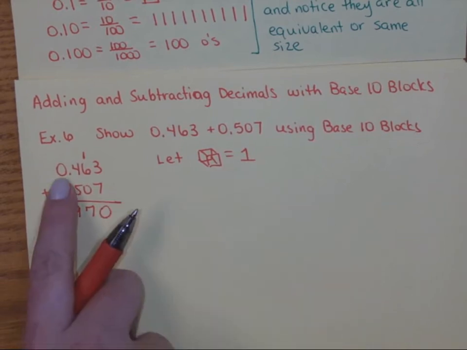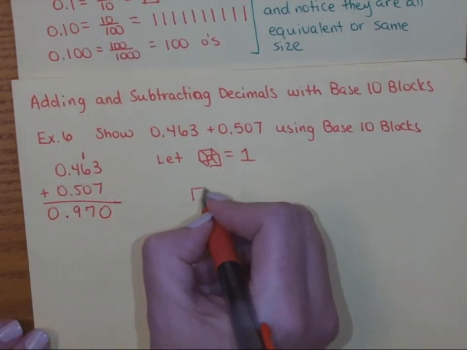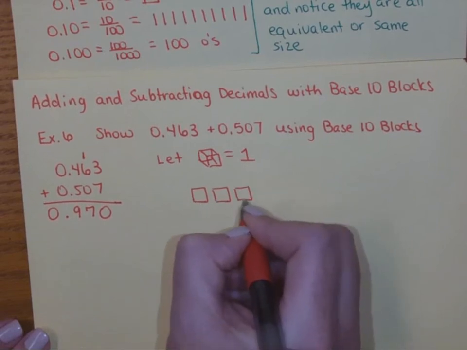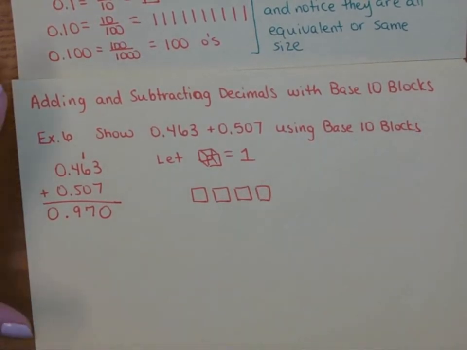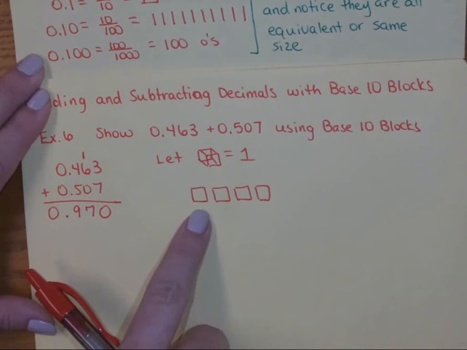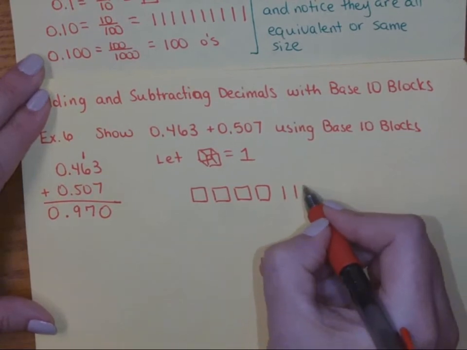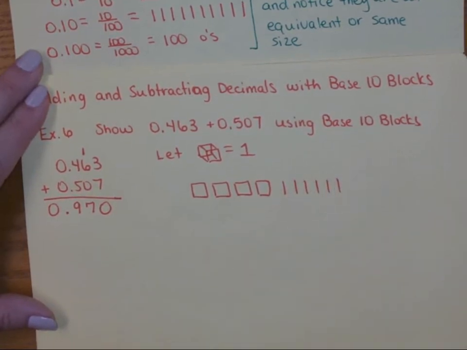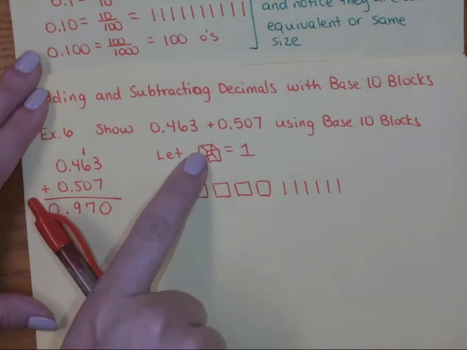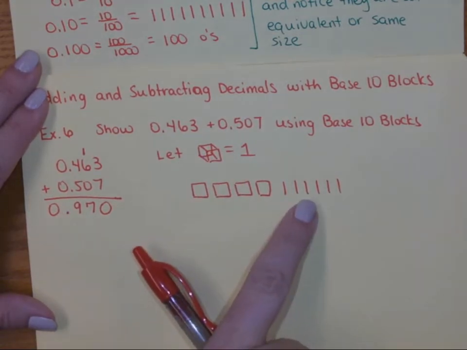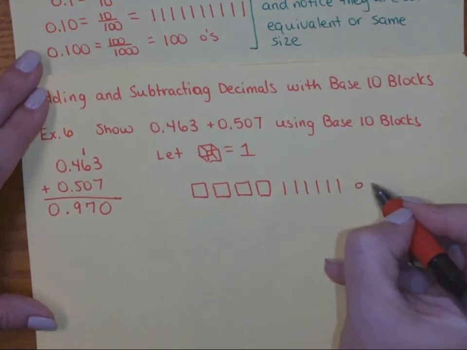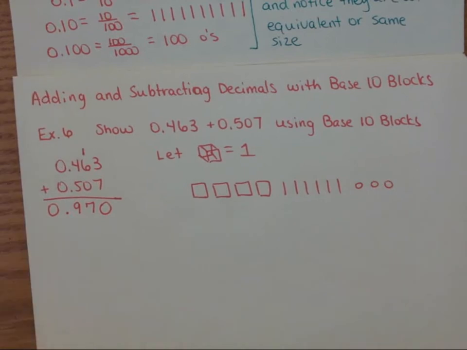Okay, so let's talk about what 0.463 would look like if this is the unit, or the whole. So notice we have no wholes, right? We have 4 flats, because if this is the whole, flats are tenths. We have 6 longs, because it takes 100 of these to make a whole, so these are in the hundredths place. And then finally 3 units.